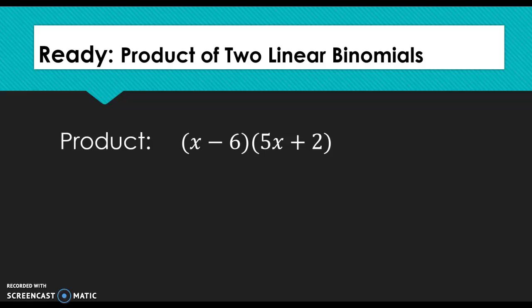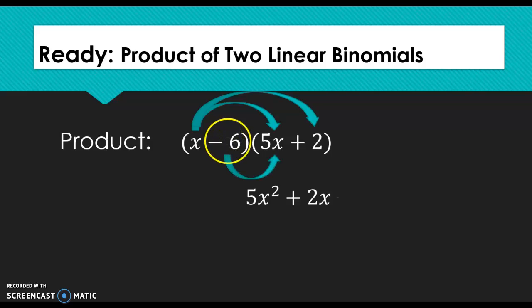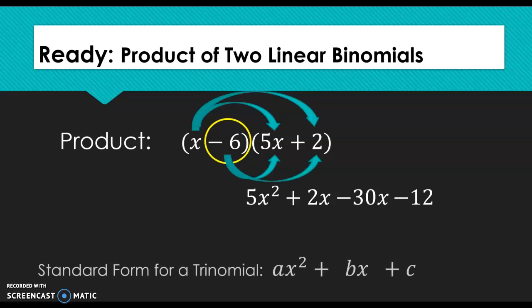So we start by multiplying the first term in the first binomial, x, with the first term in the second binomial, 5x. Then we multiply the outer terms together, x times 2. We get 5x squared plus 2x. The inner terms are negative 6 and 5x, which gives us negative 30x. And the last terms in each binomial are negative 6 and 2, giving us negative 12. We combine our like terms to give us the standard form 5x squared minus 28x minus 12.